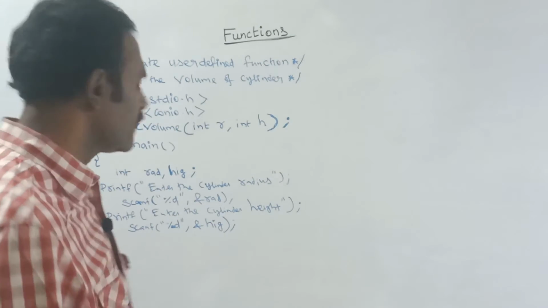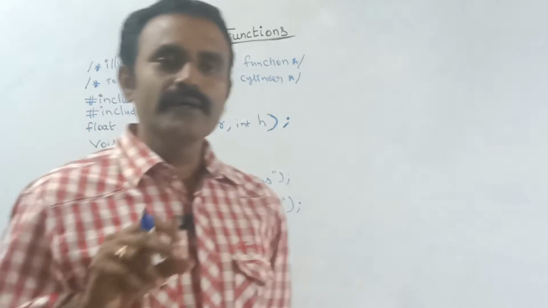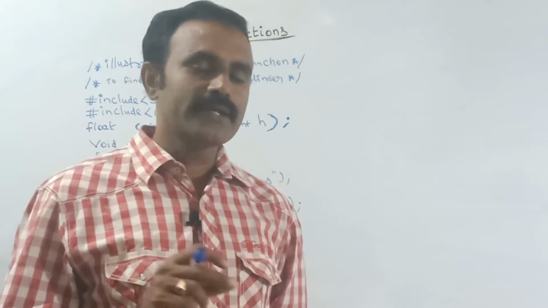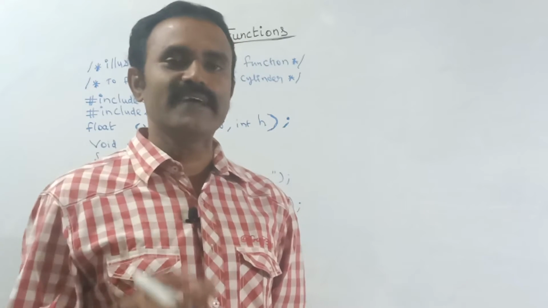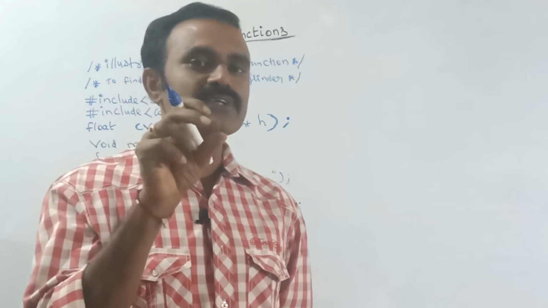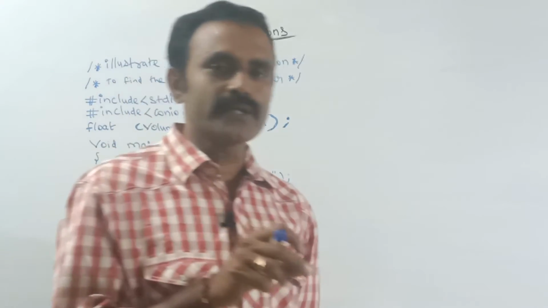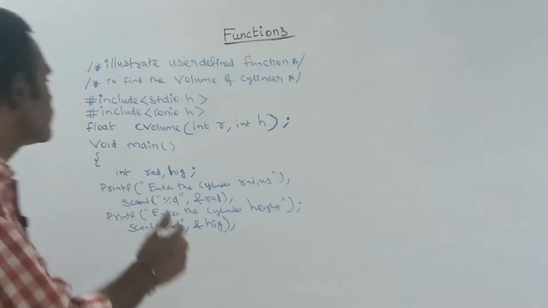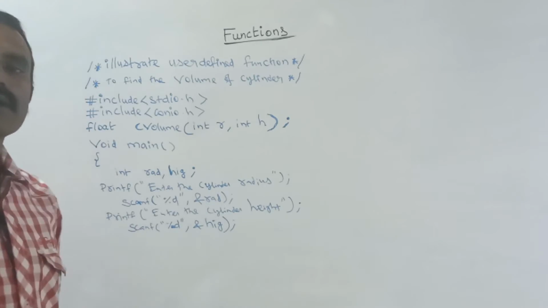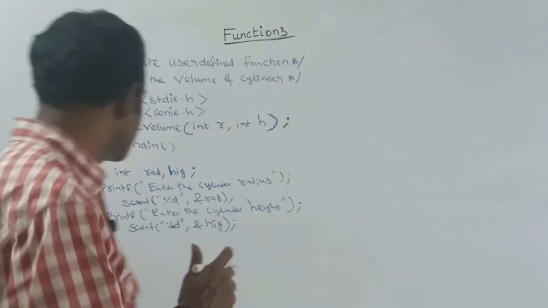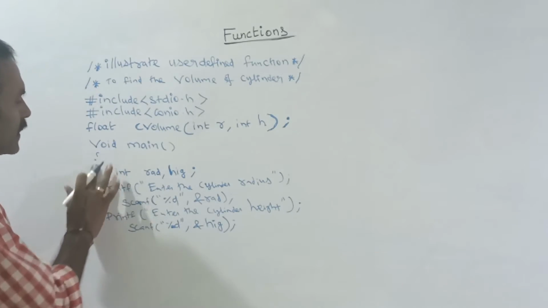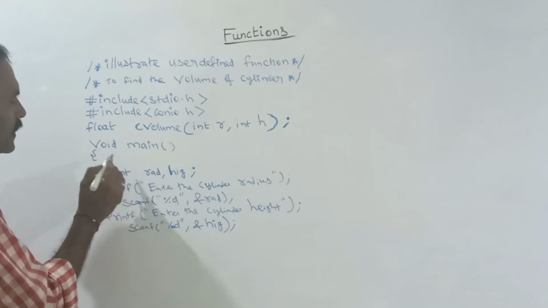See here, after applying the formula in the user defined function, it returns some value. That return value we should get and store it. So what kind of data is it returning? It is returning the float data type. So here I need to declare another variable, in float.